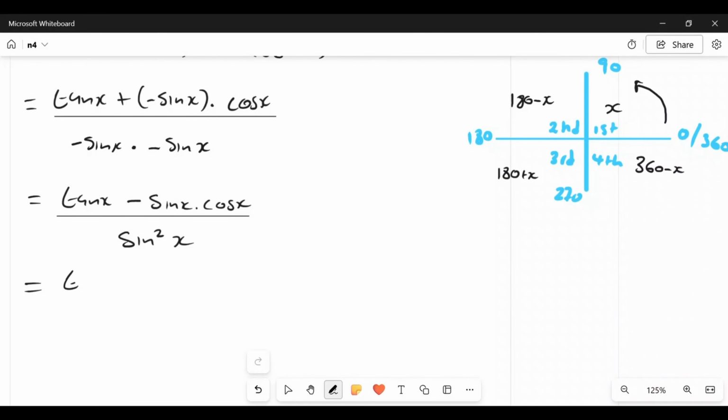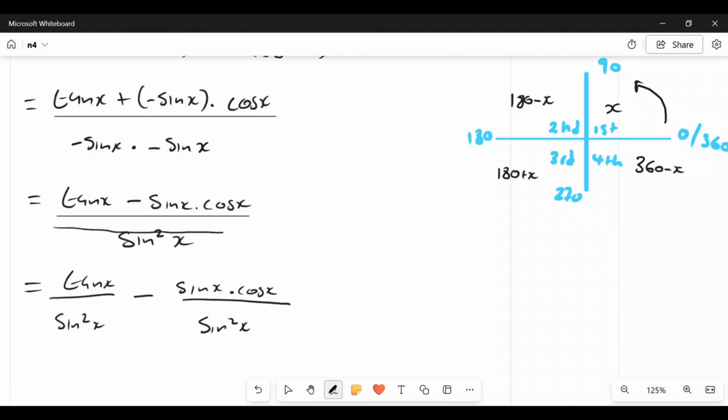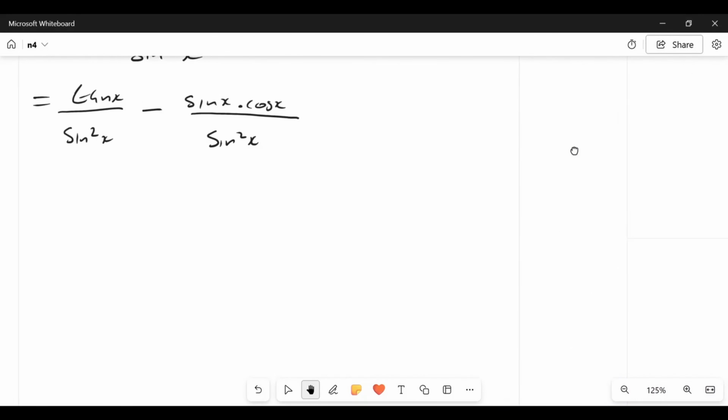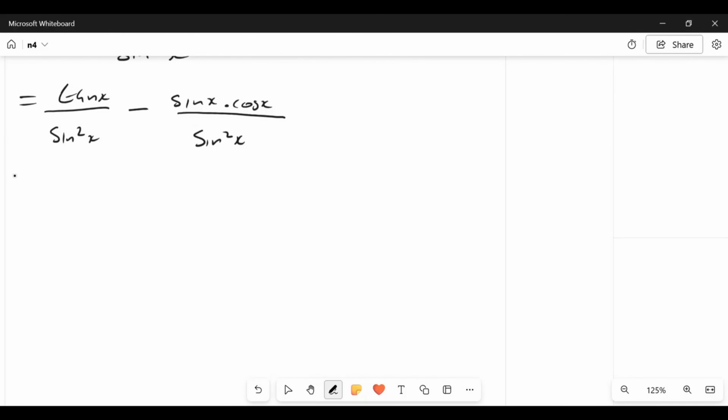You can separate this. You can write tan x over sine squared x, minus sine x multiplied by cos x over sine squared x. This is allowed, guys, as long as this line here is solid. Just know that this is allowed. So let's create a little bit of space here as we continue. Now, the first one here, which is tan x divided by sine squared x, we can rewrite it like this. We can say, instead of writing tan on the numerator, we can write sine x over cos x. This is what you call the quotient identity, right?